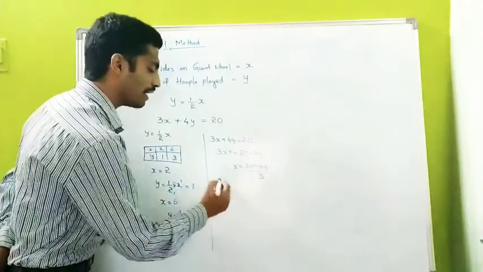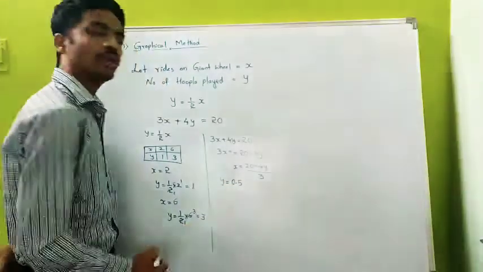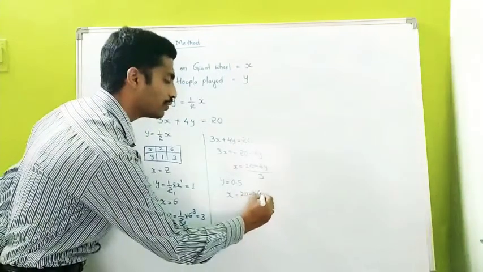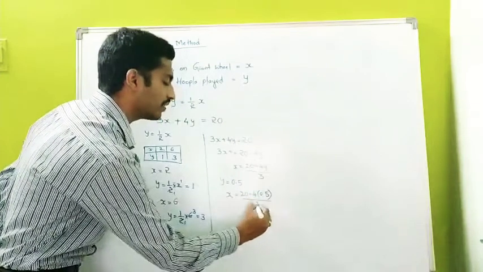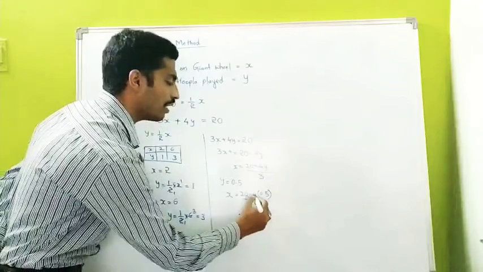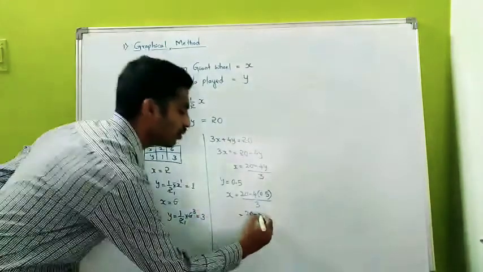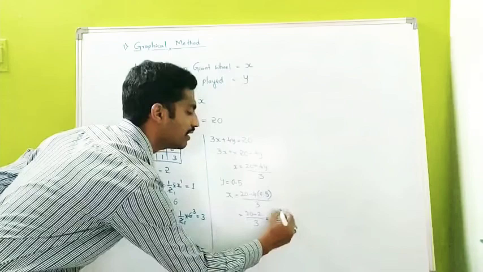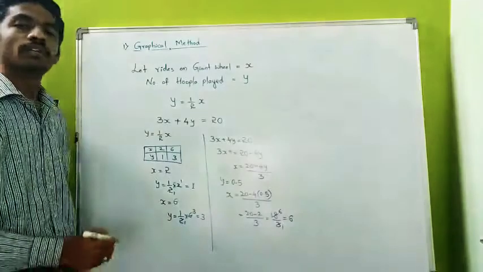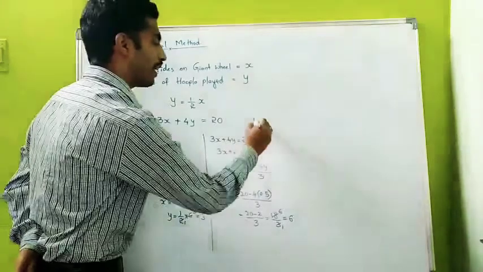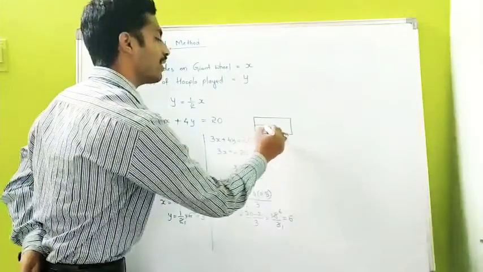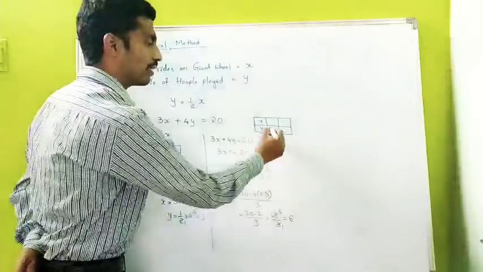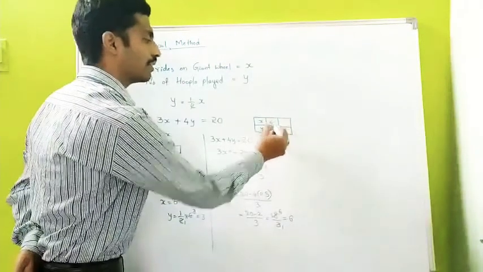So let's take y equal to 0.5. Then x equal to 20 minus 4 into 0.5 divided by 3. Here 20 minus 4 into 0.5, what will we get? We will get 18 divided by 3. So it will be 18 by 3. 3 sixes are 18. So our x value will be 6 when y is 0.5. So x, y: when y is 0.5, x will be 6.